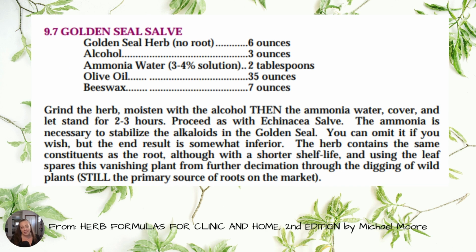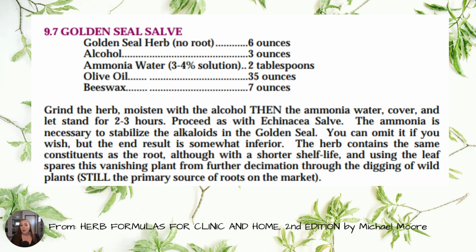The final example of how to read different herbal formulations is this one. And this is for a golden seal salve. And no, it's not to teach you how to make a salve. I do have videos on that I can link in the description box below for you to find. But what I want to talk about here is actually the use of alcohol and ammonia water when you're making certain herbal preparations. So golden seal has a group of compounds in it called alkaloids.